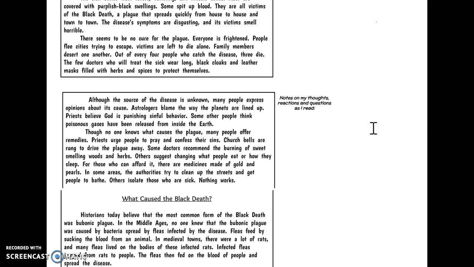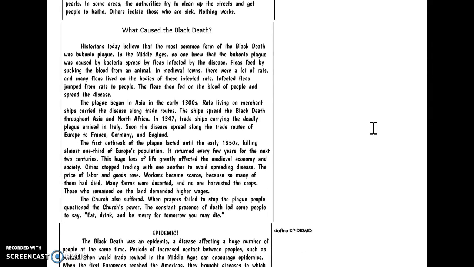Others suggest changing what people eat or how they sleep. For those who can afford it, there are medicines made of gold and pearls. In some areas, the authorities try to clean up the streets and get people to bathe. Others isolate those who are sick. But nothing works. What caused the Black Death? Historians today believe that the most common form of the Black Death was bubonic plague. In the Middle Ages, no one knew that the bubonic plague was caused by bacteria spread by fleas infected by the disease. Fleas feed by sucking the blood from an animal.